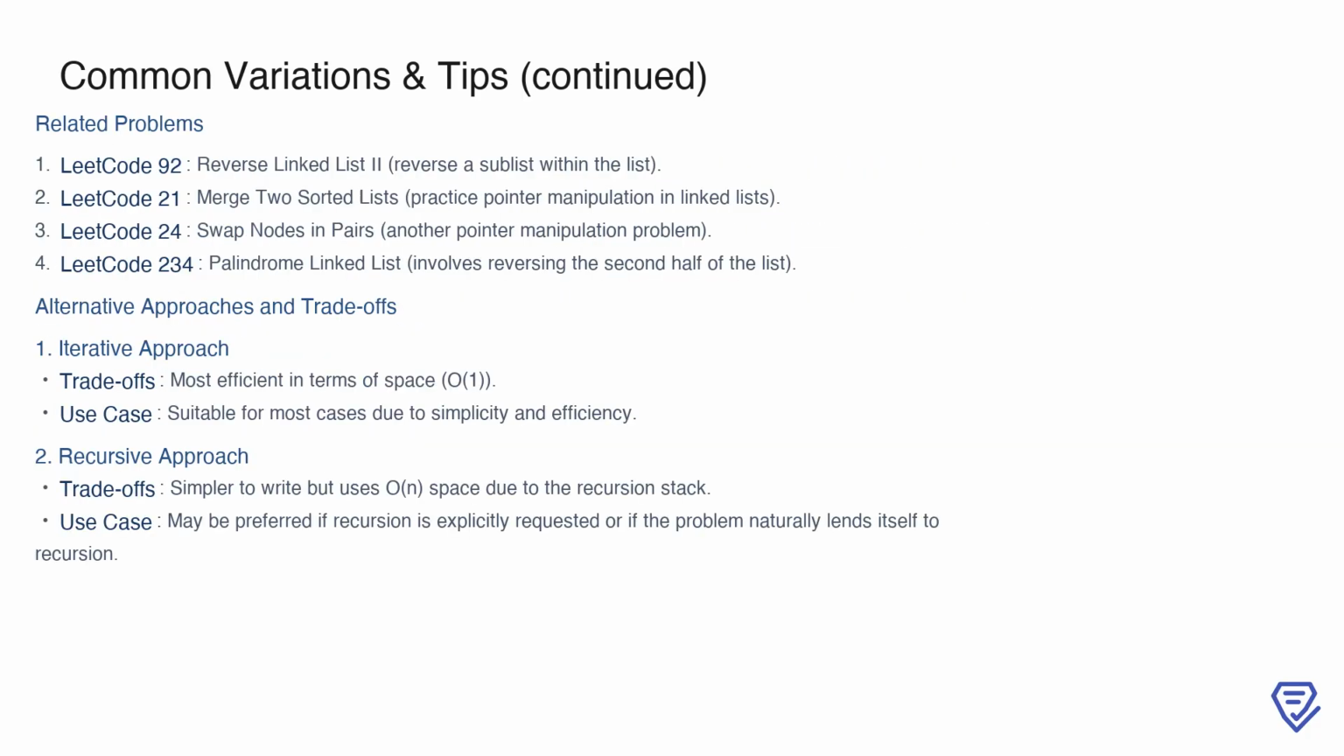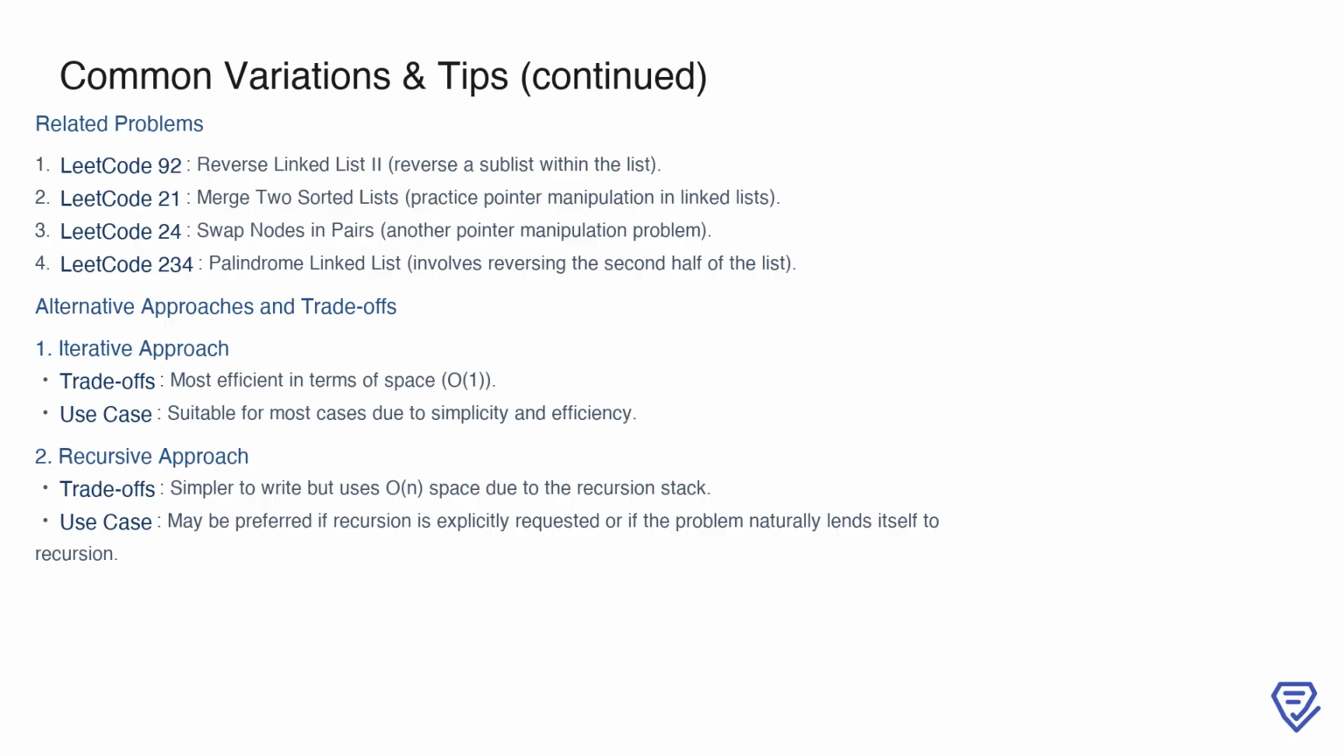There are several related problems that can deepen your understanding of linked list manipulation. For instance, LeetCode 92 involves reversing only a sublist within the linked list, which is a great extension of this problem. LeetCode 21 focuses on merging two sorted linked lists, which provides additional practice with pointer manipulation. LeetCode 24 challenges you to swap nodes in pairs, and LeetCode 234 involves checking if a linked list is a palindrome, requiring you to reverse just the second half of the list.